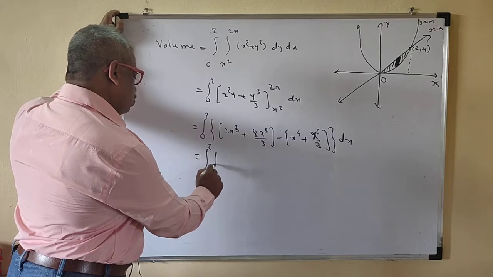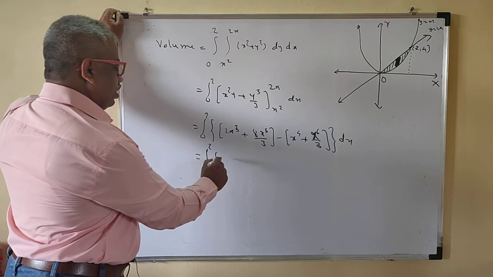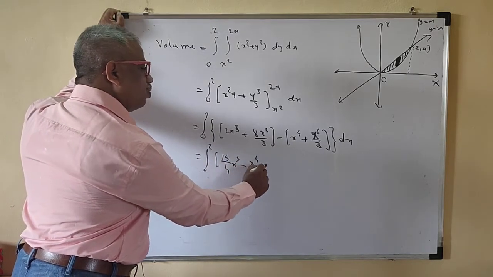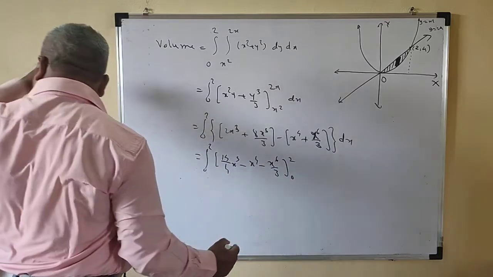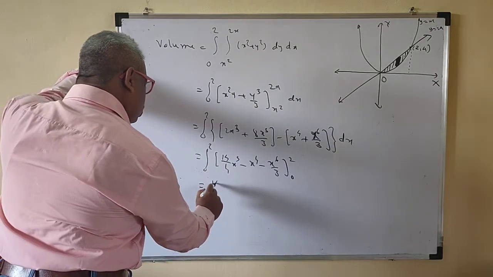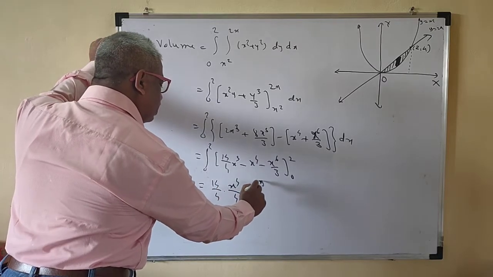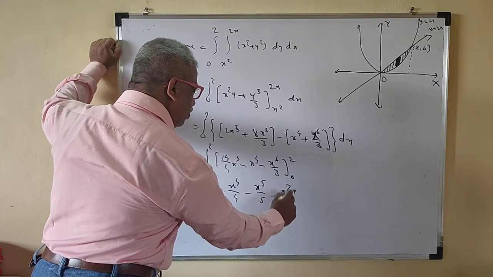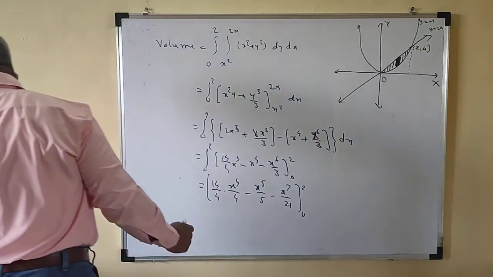Okay, so now we'll simplify this. From 0 to 2, this is 2x cube and that is 8x cube by 3, so this is 6 plus 8, that is 14x cube by 3, minus x to the power 4, minus x to the power 6 upon 3, from 0 to 2. So now this is 14 by 3 times x to the power 4 upon 4, minus x to the power 5 upon 5, minus x to the power 7 upon 21, from 0 to 2.